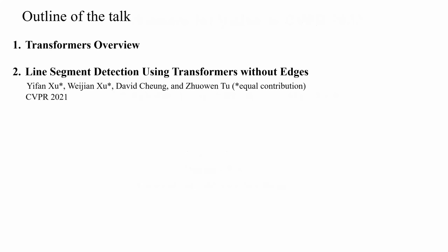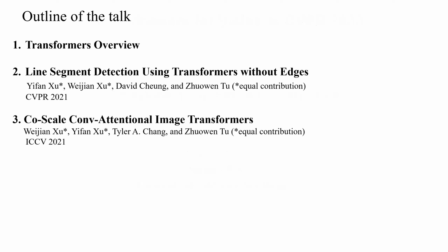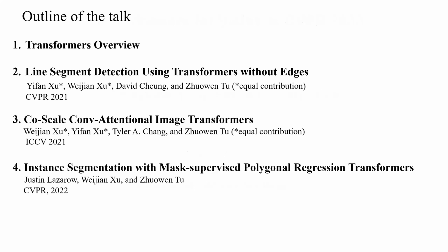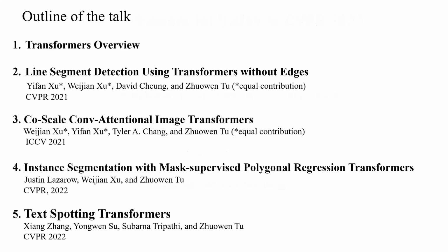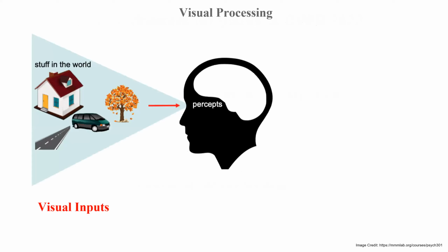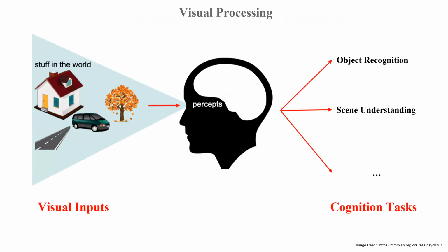The outline of the talk: transformers overview, then four pieces of our recent works, two from last year, CVPR and ICCV, and two from this year, CVPR 2022. A quick overview of visual perception: we have images viewed, and then we have our internal representation system and a perception system to perform some cognitive tasks, visual perception, and reasoning tasks.